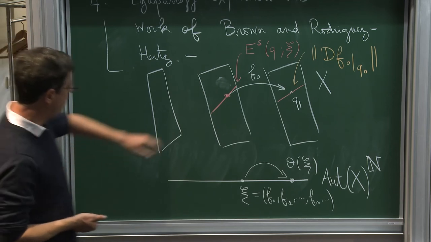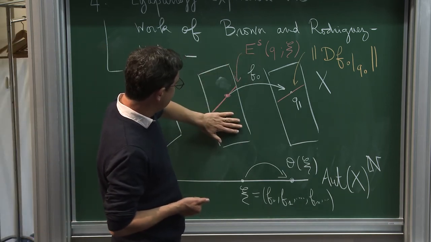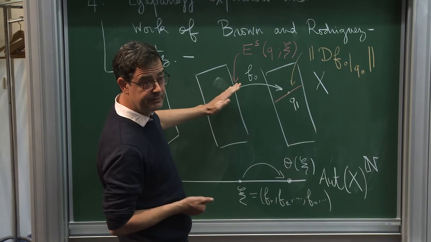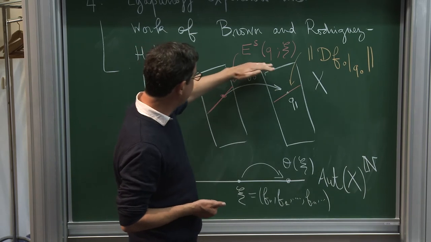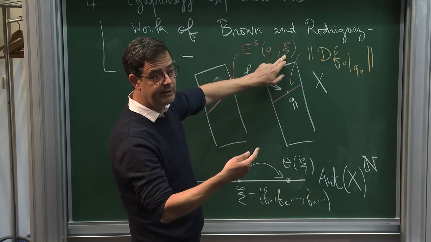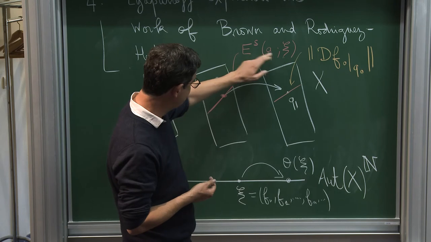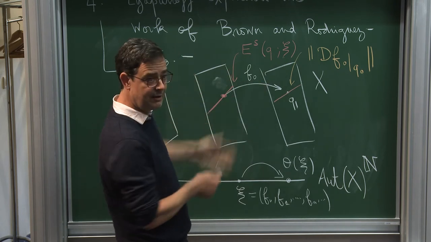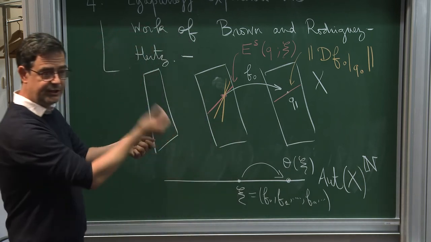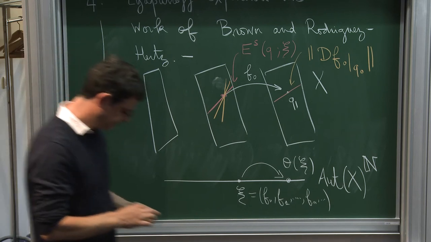For mu almost every point on X and for nu to the n almost every Xi, you have such a stable direction. But a priori, it depends not only on Q, but also on the itinerary, which is given by Xi. So if you fix Q but you let Xi move, then the slope, I mean the stable direction, changes. Typically, this is what happens. Clear?